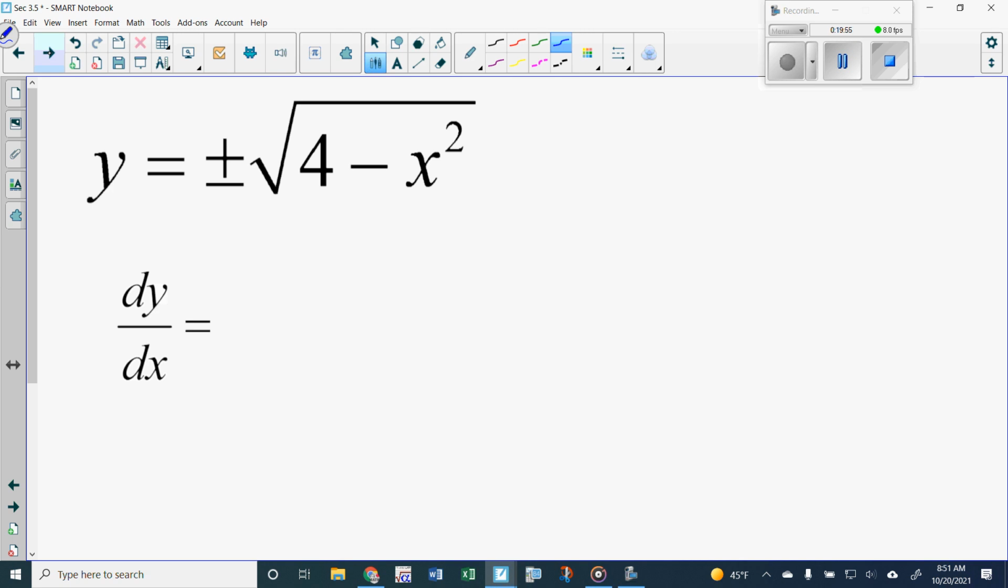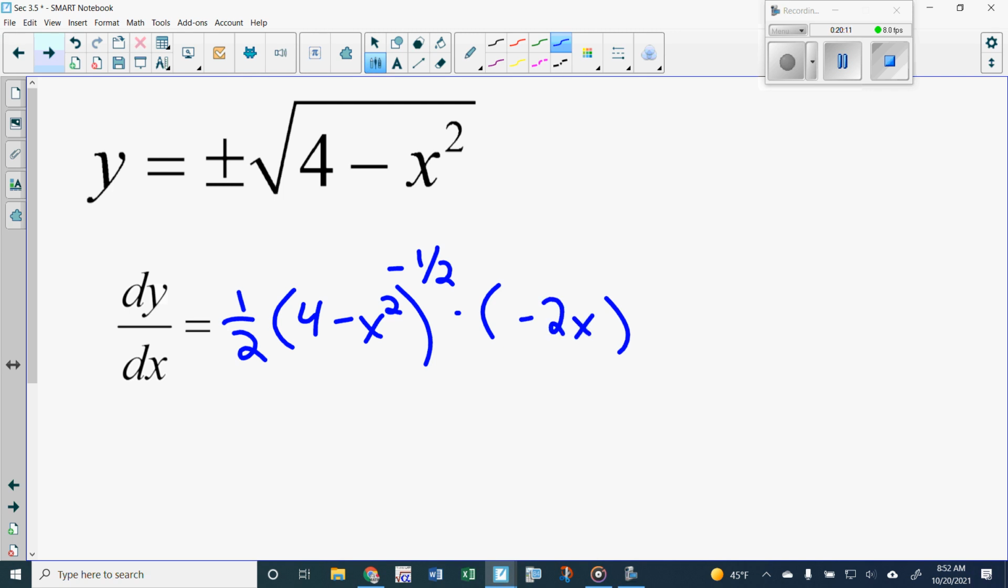Put the 1/2 in front. Keep this the same, to what exponent? Negative a half. Times the derivative of the outside. The derivative of the inside would be negative 2x. Now let's simplify here. The 2's cancel. This gives me x over, I still have the negative. This is to the negative 1/2, which means it goes to the bottom and becomes this.